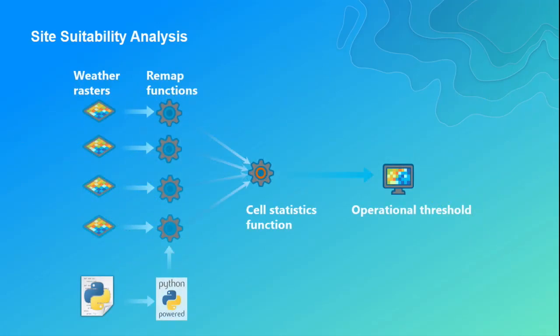So here's what the template looked like. They had a bunch of weather rasters in a Mosaic data set. They had a bunch of remap functions, which were done in Python. So they had a Python raster function. It crawls through that remap table, remaps. And then they did cell statistics, which is an out-of-the-box function. So these are all Python functions, and this is an out-of-the-box function.